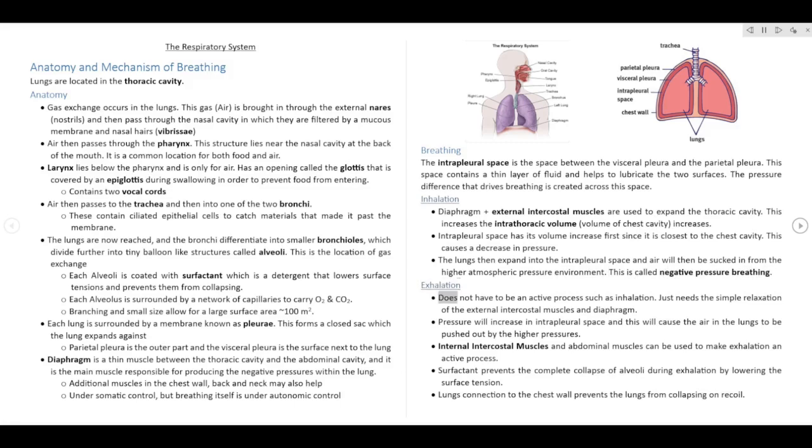Exhalation. Does not have to be an active process such as inhalation. Just needs the simple relaxation of the external intercostal muscles and diaphragm. Pressure will increase in interpleural space and this will cause the air in the lungs to be pushed out by the higher pressures. Internal intercostal muscles and abdominal muscles can be used to make exhalation an active process. Surfactant prevents the complete collapse of alveoli during exhalation by lowering the surface tension. Lungs' connection to the chest wall prevents the lungs from collapsing on recoil.